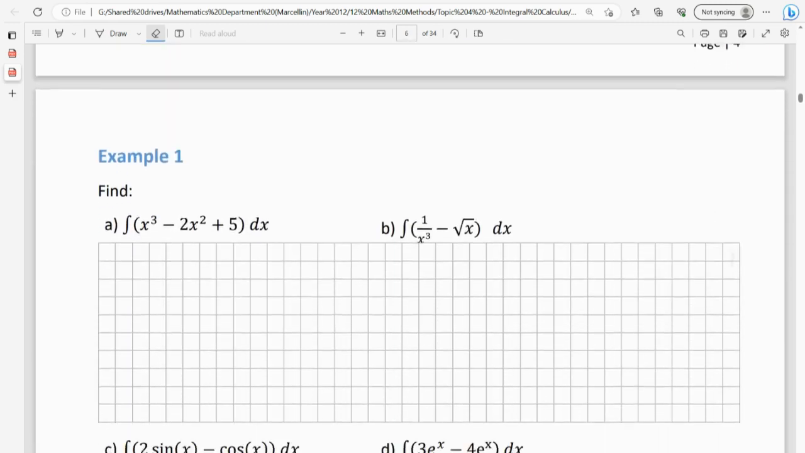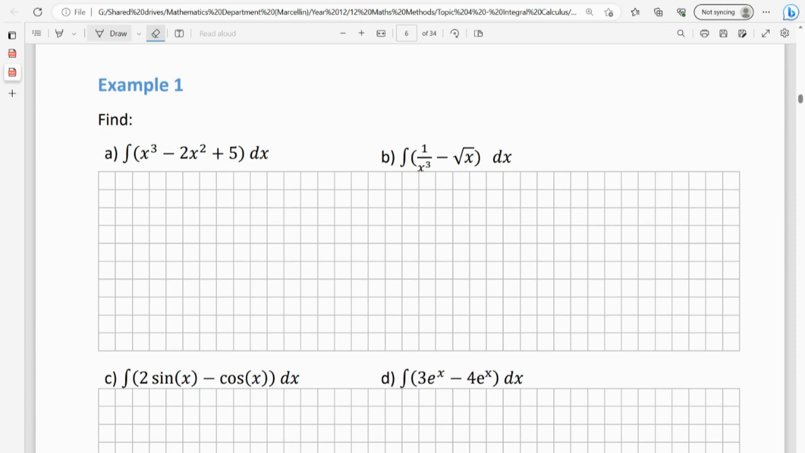So let's do some examples. You'll notice that we have this symbol. This is telling us to integrate with respect to x.